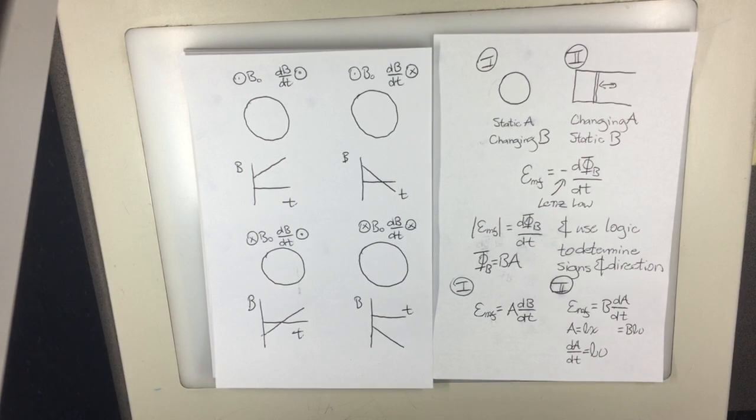Those are the 4 arrangements that we could have for the circle. It's either going to start positive and become more positive, or start positive and eventually become negative, and then it has its counterparts for when the B field is initially in the other direction.